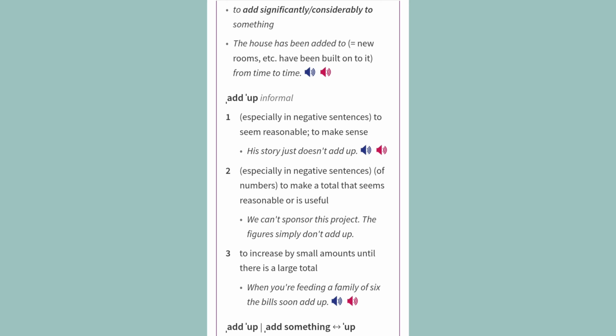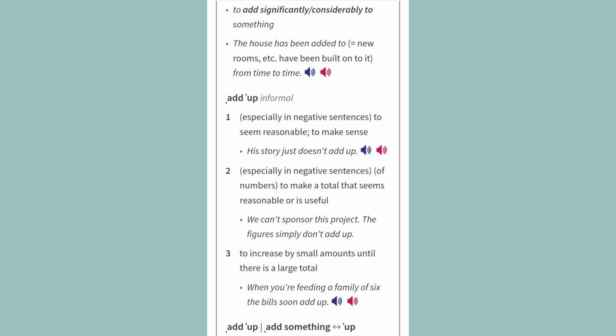Add up. Informal. 1. Especially in negative sentences. To seem reasonable. To make sense. Example. His story just doesn't add up. 2. Especially in negative sentences. Of numbers, to make a total that seems reasonable or is useful. Example. We can't sponsor this project. The figures simply don't add up.